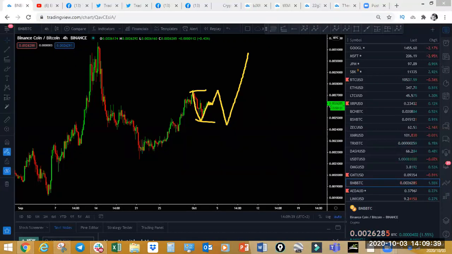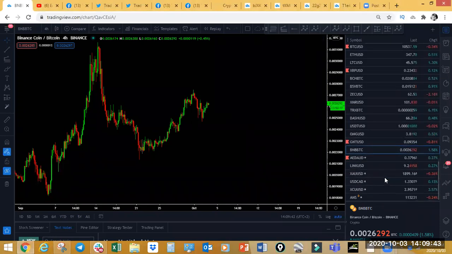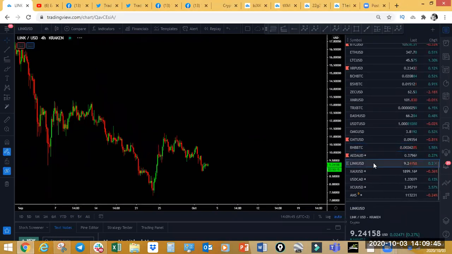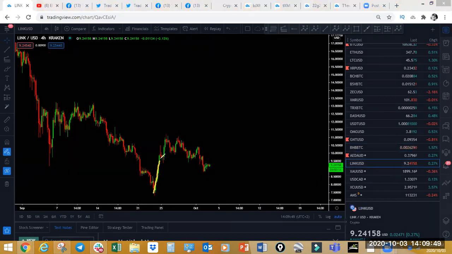We are in a corrective structure. We're taking it one wave at a time. Right, and lastly, LINK. That is a LINK here on a pulsing move there, and we're coming down here with this 3 waves down, 3 waves up.